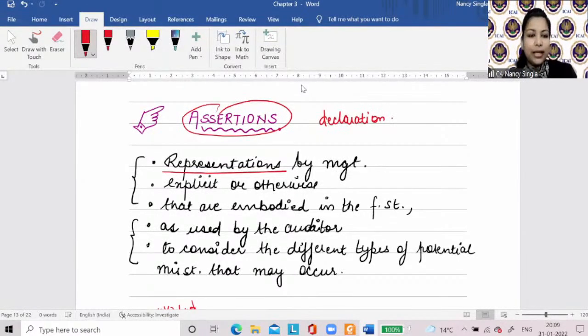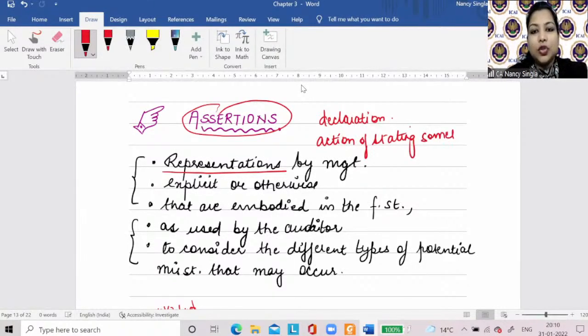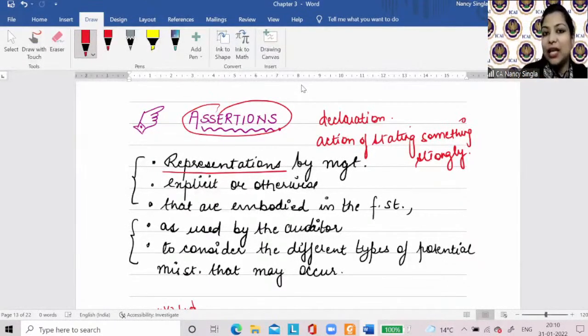And if I go by the dictionary meaning, it says action of stating something strongly. So if the management knows that the company is having a building worth ₹1 crore, and management wants to tell its users, management will assert it, or represent it, or declare it, or say it, where? In the financial statements.